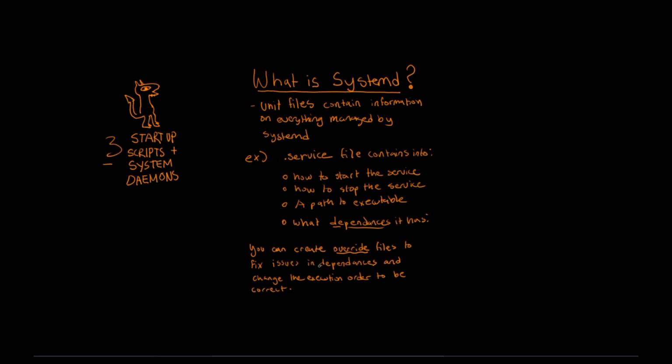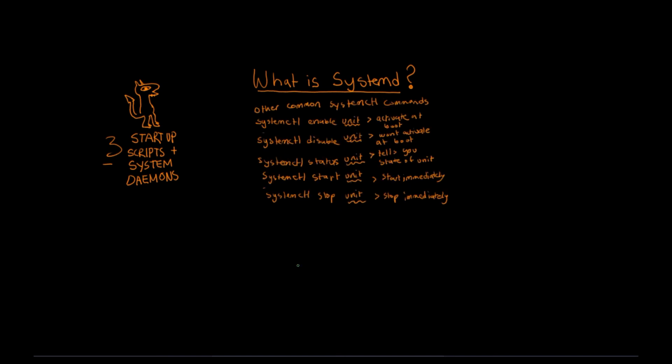As you can imagine, a system admin may have to fix issues stemming from dependency problems. To fix these dependency issues, you can create override files that can edit the dependencies or the execution order of the unit files to make sure that everything starts up in the correct order.